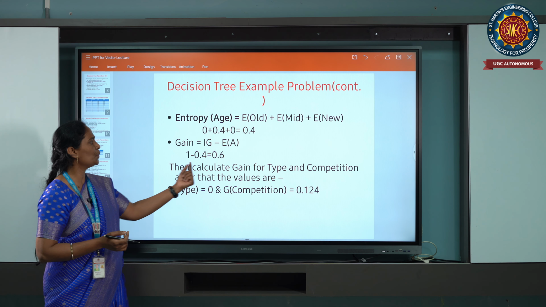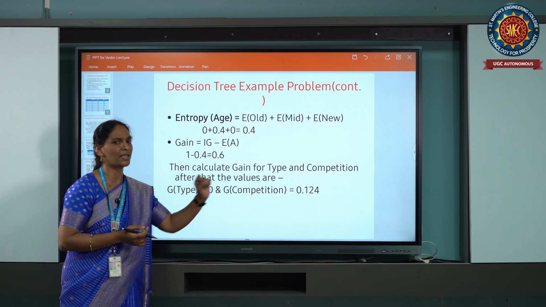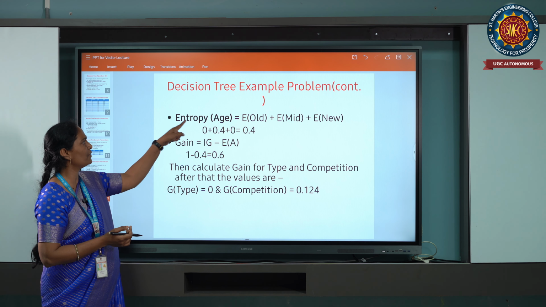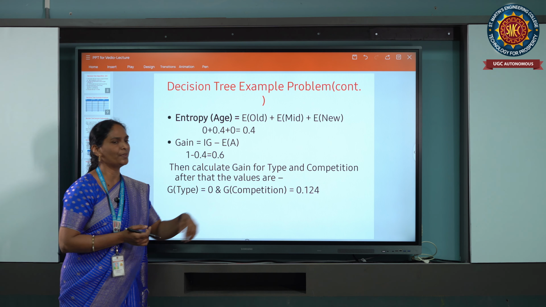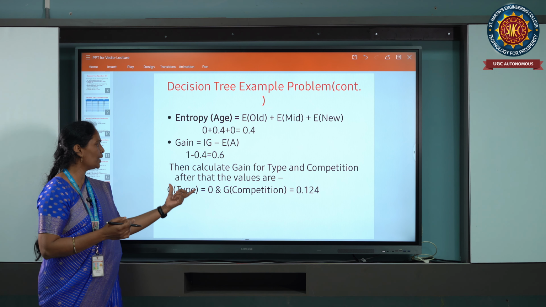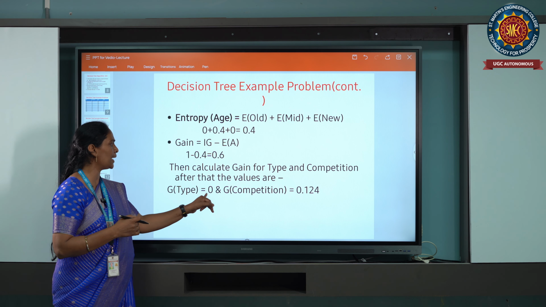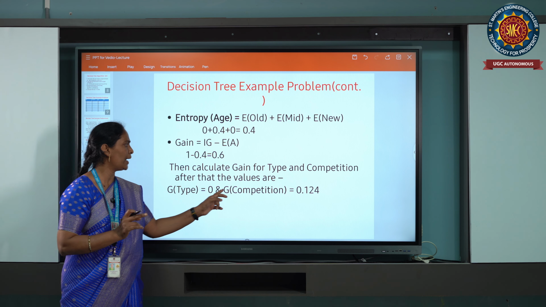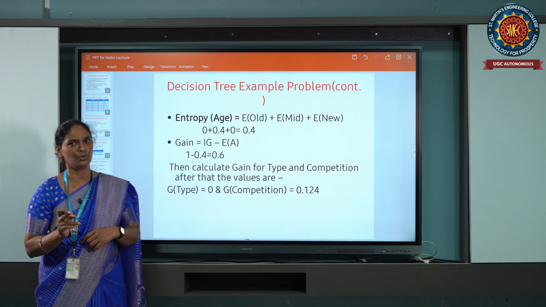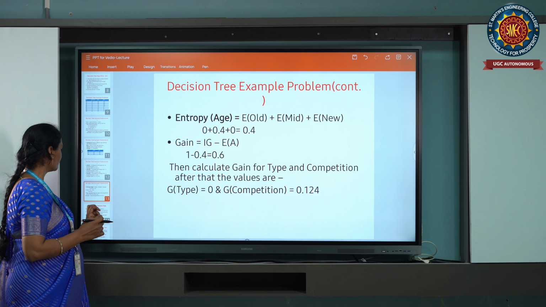Then in the same way we calculate the gain for type and competition. So we have three attributes, one is age, one is type and another one is competition. From this one we got 0.6 as the gain of age, and the other two we have to calculate. Based on the same calculation, for type we will get 0 and for competition we will get 0.124. So these two values we have to keep in our table.